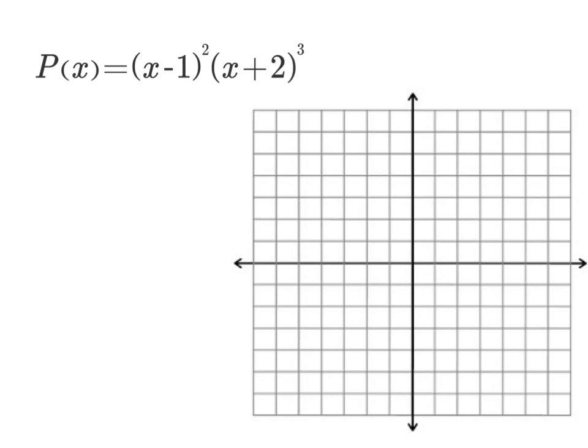Sketch the graph of the polynomial function. Make sure the graph shows all x-intercepts and exhibits the proper end behavior. All right, so if I'm going to talk about end behavior, I need to know the degree.